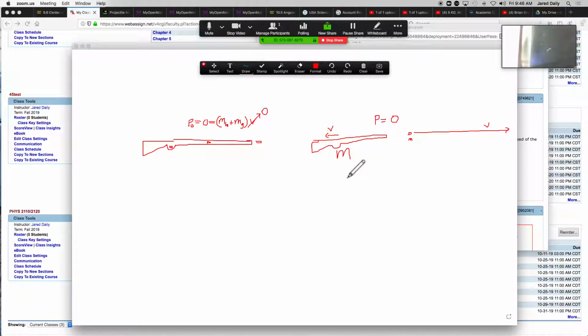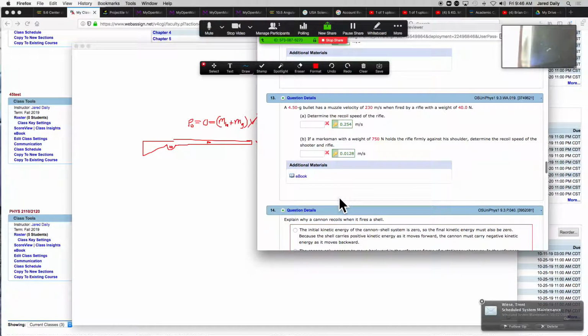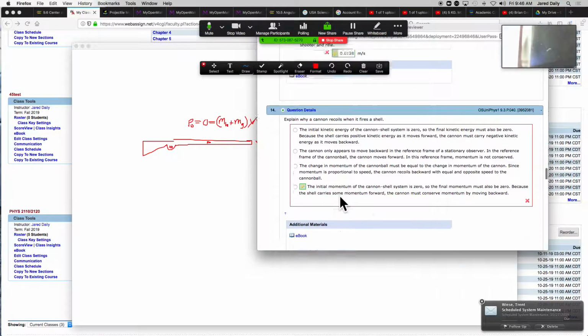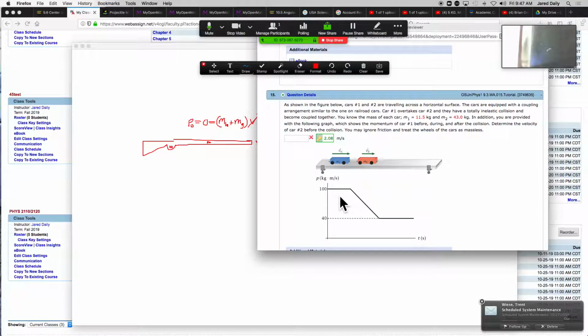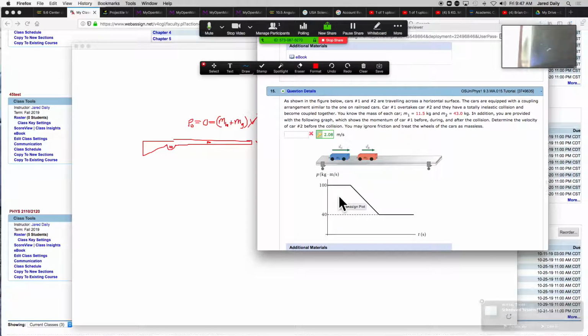So in the end, you know that the mass of the gun times the velocity of the gun plus the mass of the bullet times the velocity of the bullet has to equal 0. You plug in the things you know, solve for the things you don't, and you're good to go. So that is number 13. In number 14, you have to explain why that's true. I'll leave that for you to do. You have to pick the best explanation for why that's true.